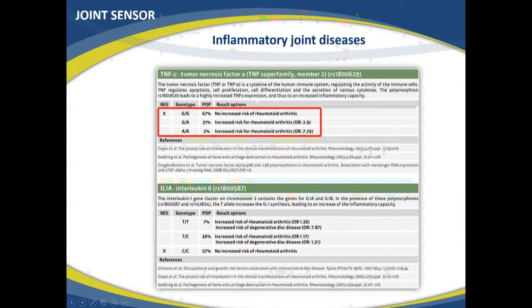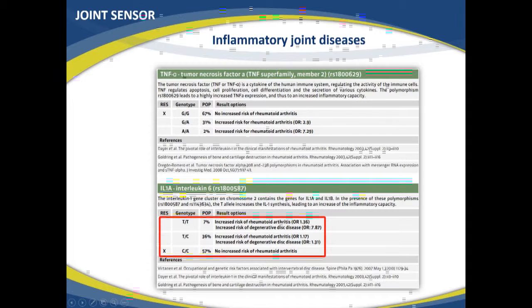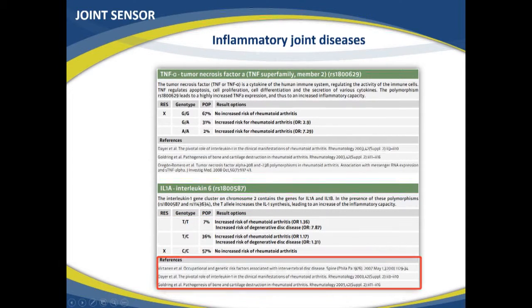But here you can see how common the genetic variations are. So 2% have the AA genotype and a 7.29% risk of developing rheumatoid arthritis, so 7 times higher risk. And the interleukin 6 gene, the CC genotype, has no risk, and others have 1.36 risk, but also a 7-fold risk of degenerative disc disease. And this is the science behind it.